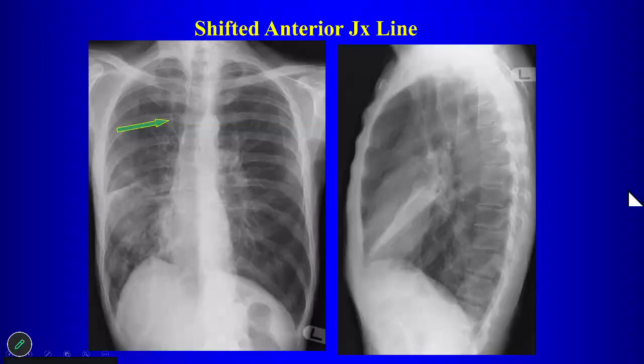Okay, so we agree that this patient has a shifted anterior junction line. Why is the anterior junction line shifted? Mass effect from what? Anterior mediastinum mass? Well, the anterior mediastinum looks pretty good on the lateral view here. It's one of the better clear retrosternal spaces you're going to see. So I really don't see an anterior mediastinal mass.